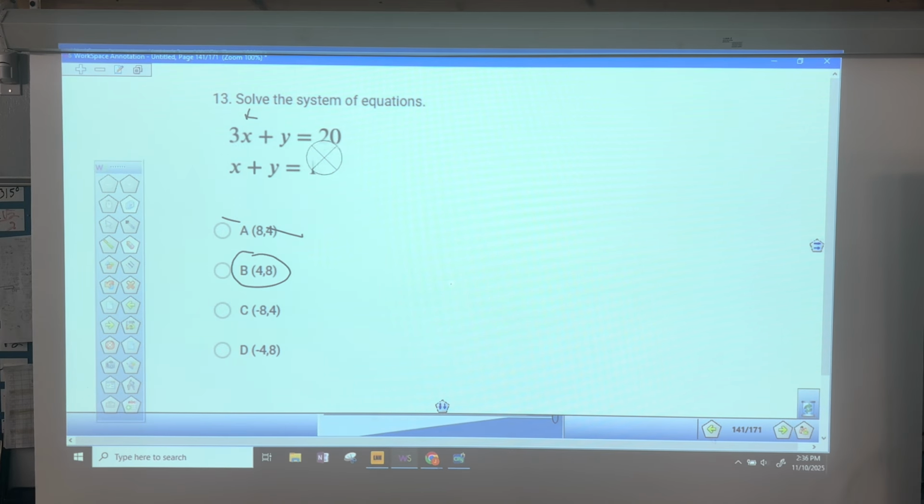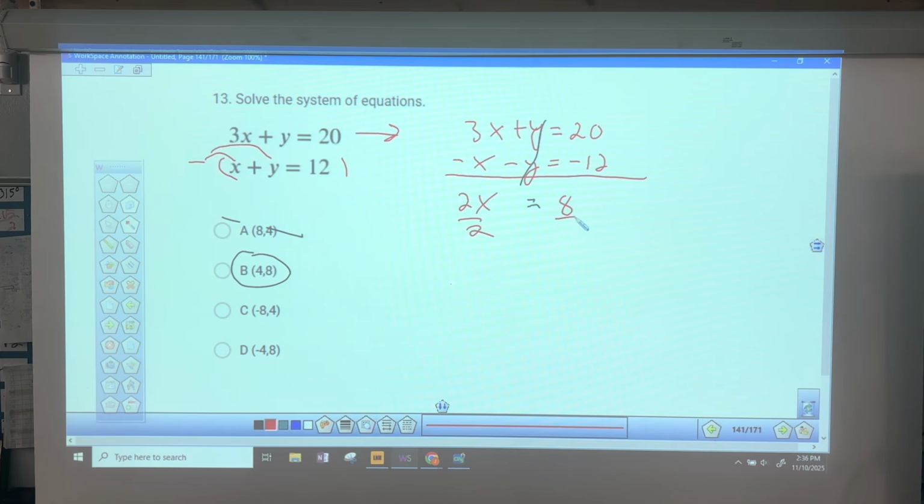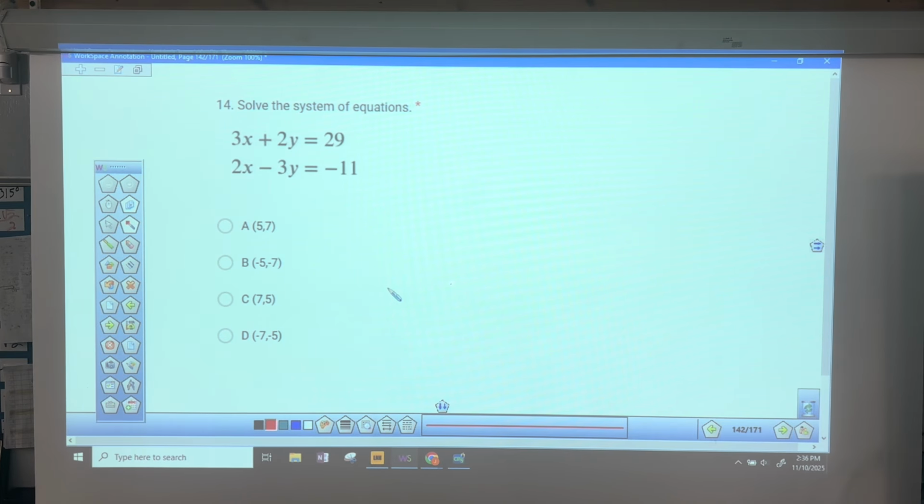The other way to do it is the way they design it, and that would be to use elimination. So I'd multiply the bottom one by a negative. So the top one would remain the same, 3x plus y equals 20. Negative x, because I distribute the negative. Negative y, because I distribute the negative. Equals negative 12, because I distribute the negative. 3x minus 1x is 2x. Elimination is going to equal 8. 20 minus 12 is 8. That's going to give us x equals 4. That's the only solution where x equals 4.